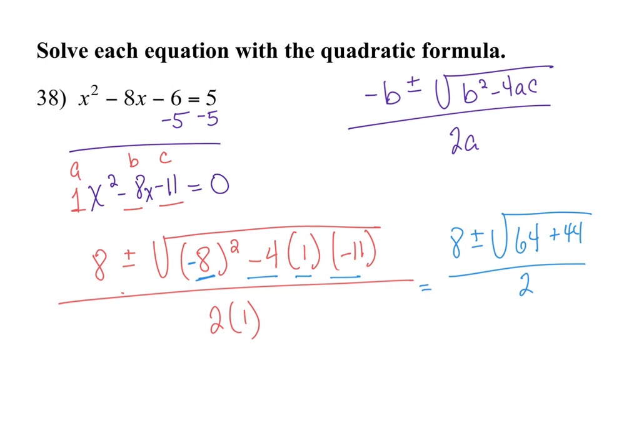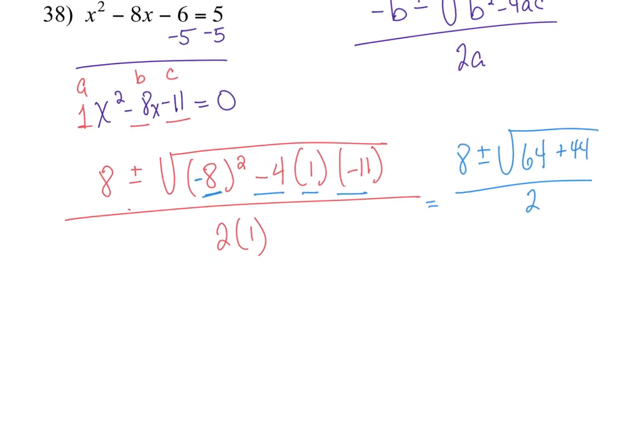Take it one piece at a time. I promise it's not hard. All right. Then I'm going to add what's inside. So again, leave that 8 alone. 64 plus 44 is going to be what? 108 over 2. I need to do the factor tree here, just like I did all across this whole test for the last few sections here.